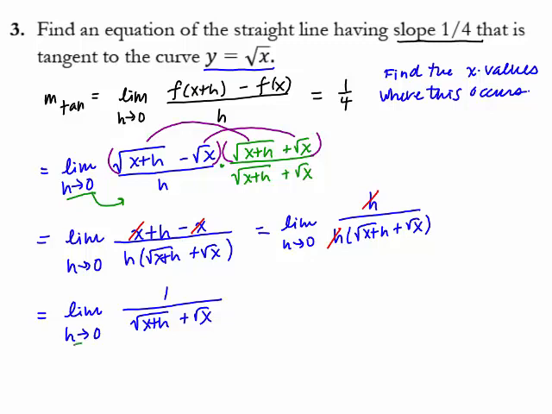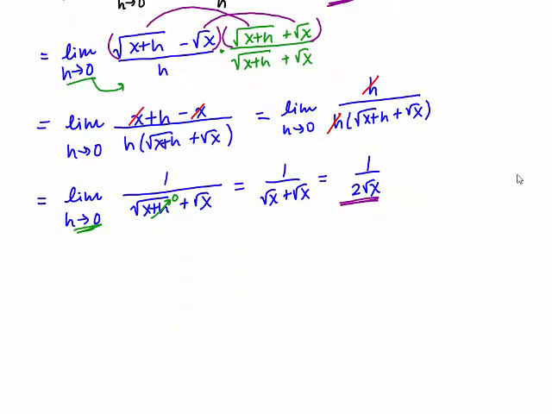Now that doesn't hurt our feelings. We can still substitute, let that h go to 0. So now we see that this limit has a value of 1 over the square root of x plus 0 plus another square root of x, also known as 1 over 2 square roots of x. So that equation describes the slope of the tangent line to the curve, the square root of x, and we now want to know where this value equals 1/4. So where does 1 over 2 square roots of x equal 1/4? That now becomes the question.